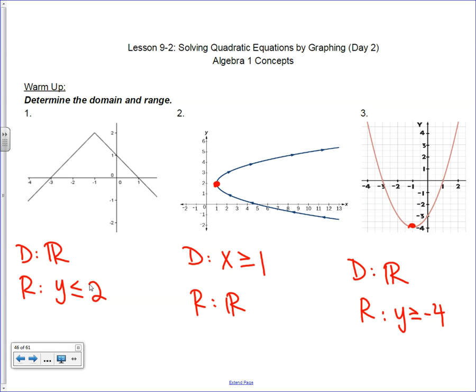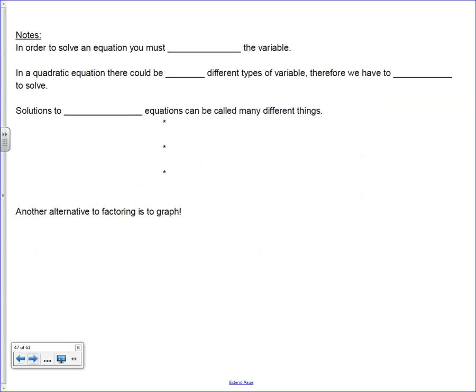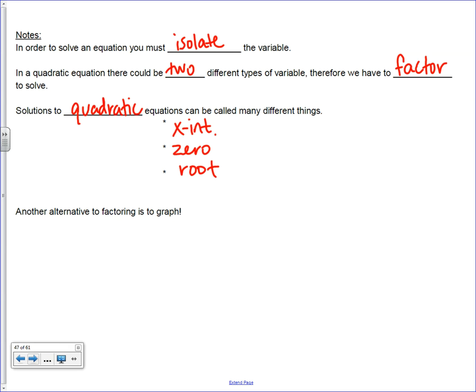All right. So let's go ahead and recap what we did yesterday. Yesterday, we talked about normally to solve an equation, what do I have to do with my variable? Normally, I have to isolate it. But in some of these problems, how many kinds of variables are there? 2. Which means I cannot isolate them because there's 2 different types. When we have that, you have to do the factoring that we all love so dearly. But yesterday, I showed you that solutions to quadratic equations can be called many different things. On a graph, if I'm looking for a solution, where are you looking? The x-intercept. That's what we did yesterday. If I'm looking for a solution, a root, a 0, it's an x-intercept. Remember we talked about all 3 of those things meaning the same thing yesterday.